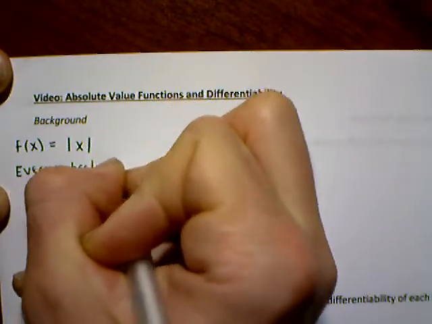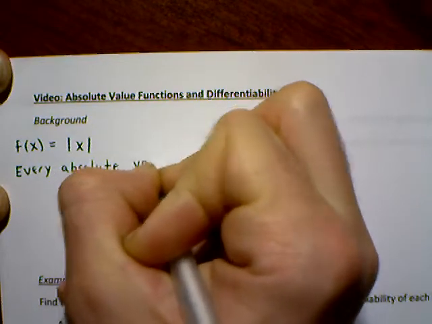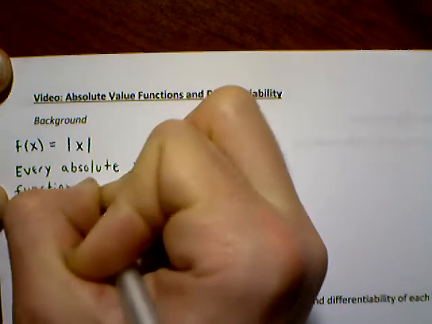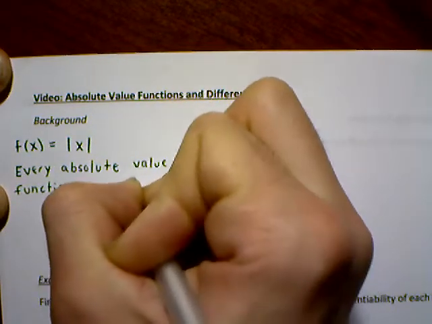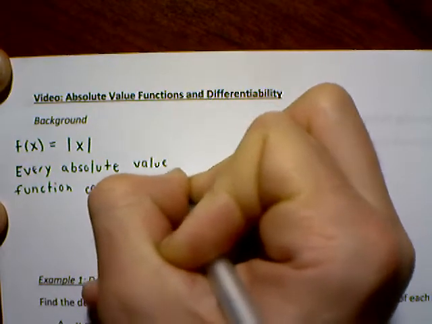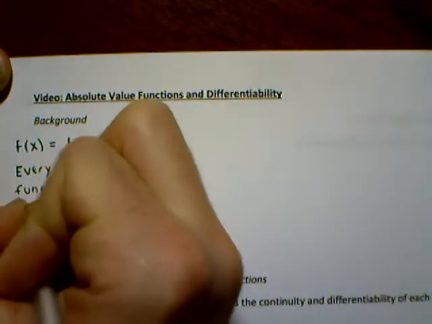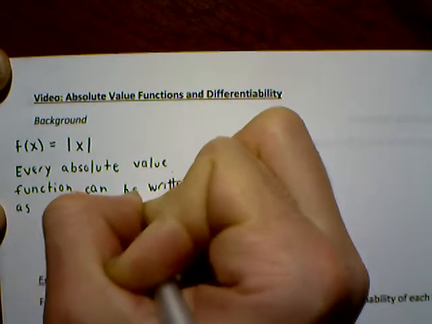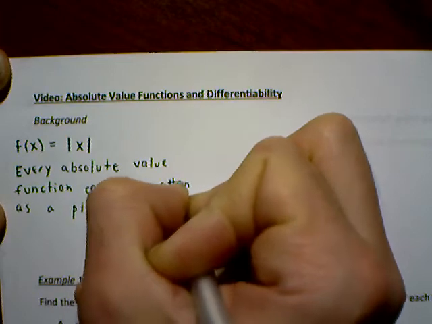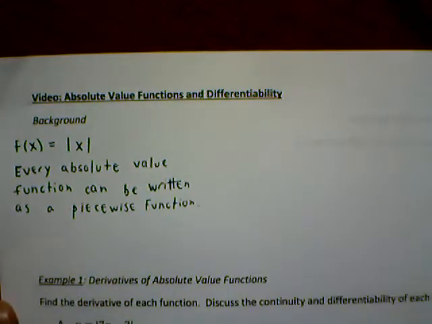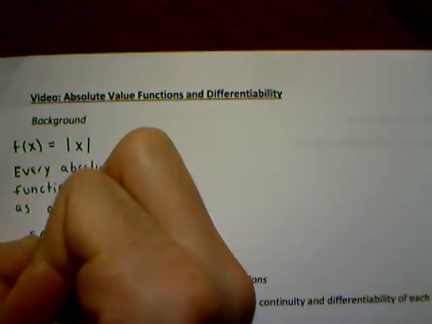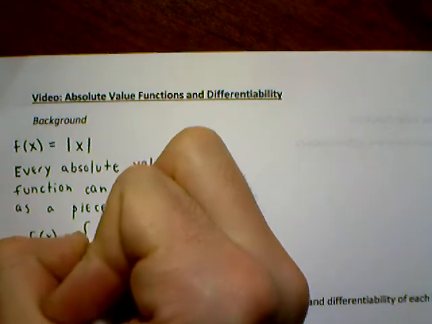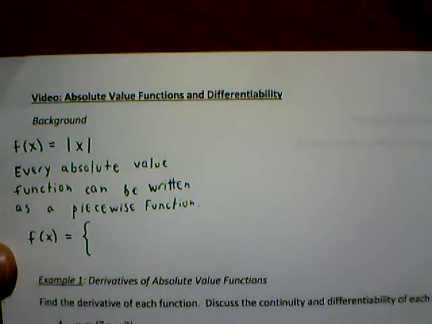every absolute value function can be written as a piecewise function. So how does that look? Switch up here, written as a piecewise. Now, this means that I can take my original absolute value function and rewrite it with two parts.